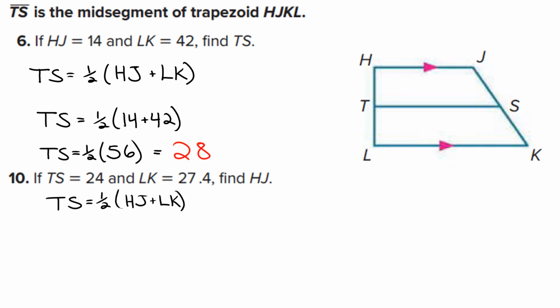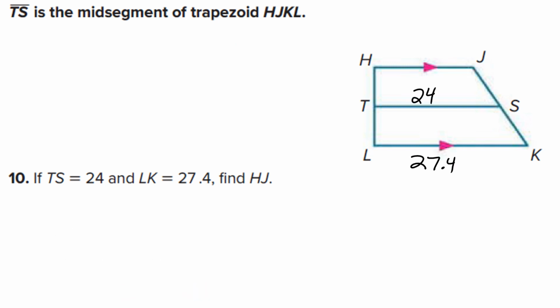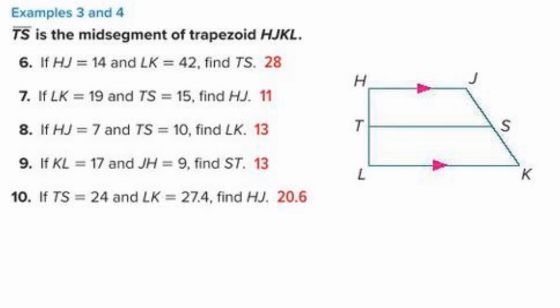You can similarly solve question 10, and here HJ comes out to be 20.6. In the next one, you can solve similarly. In the figure, I have marked all the sides. So the final answer for question 6 to question 10 is the following. For question 6, it is 28. For question 7, it is 11. For question 8, LK is 13. For question 9, ST is 13. And for question 10, it is 20.6.